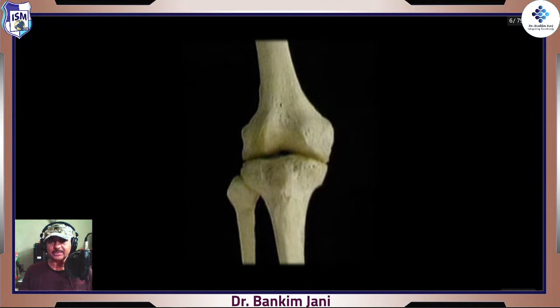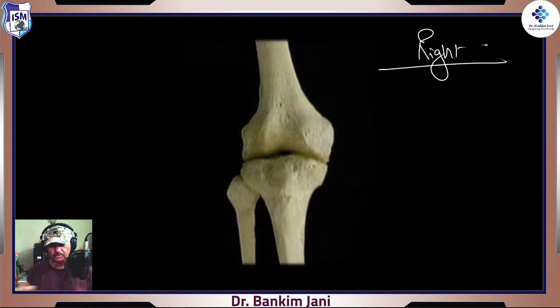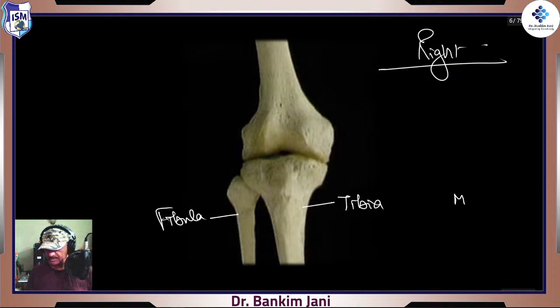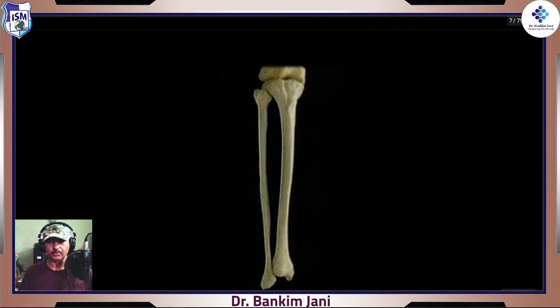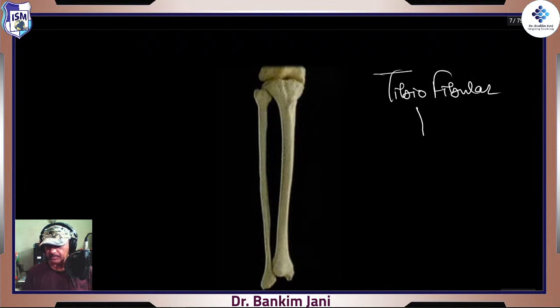All right, so here is the first view of our right knee joint. We'll be dealing with the right knee joint through and through. So that's the tibia, and this one is the fibula, right? The tibia is medial, so this is the medial side, and that one is the lateral side. The full view, right? Over here, we are just interested in one thing, and that is the tibiofibular joint, the joint between the tibia and the fibula. So this is the tibiofibular joint.